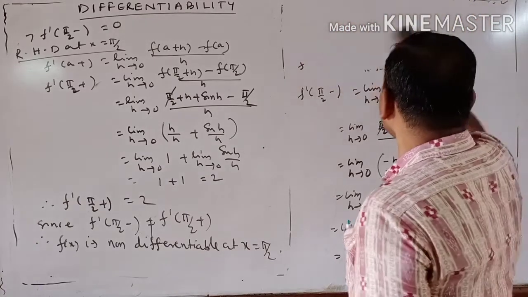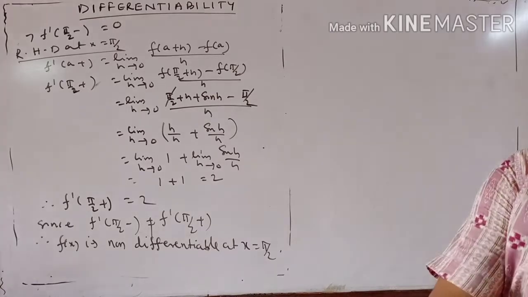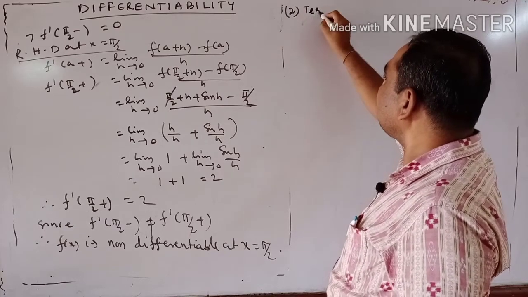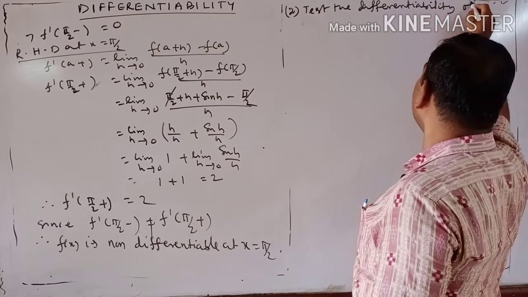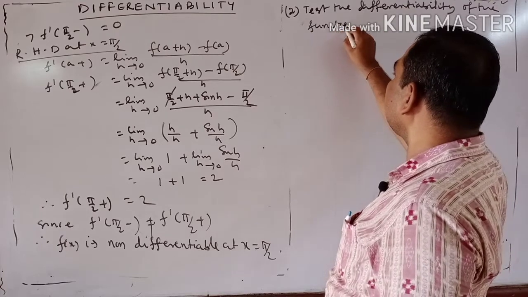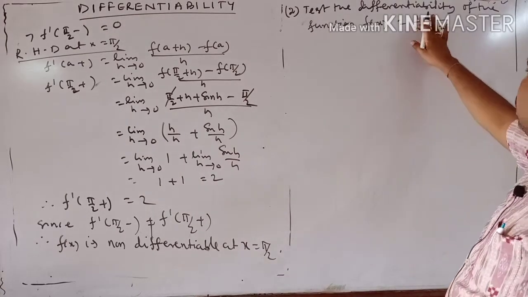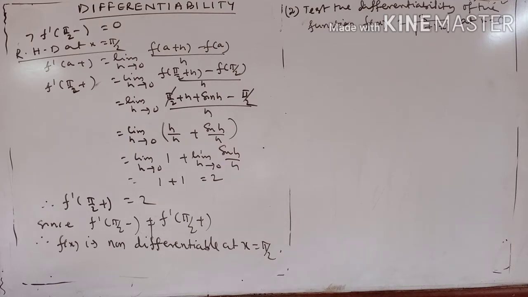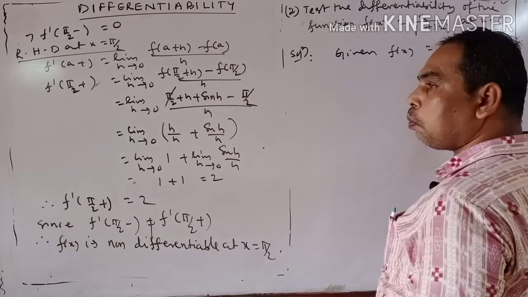Next question. Test the differentiability of the function f of x is equal to x by 1 plus mod x at x is equal to 0. Test the differentiability of the function f of x is equal to x by 1 plus mod x. Solution: given f of x is equal to x by 1 plus mod x.